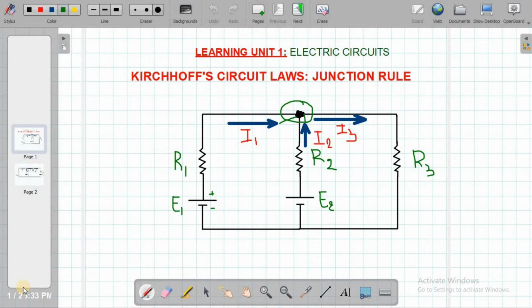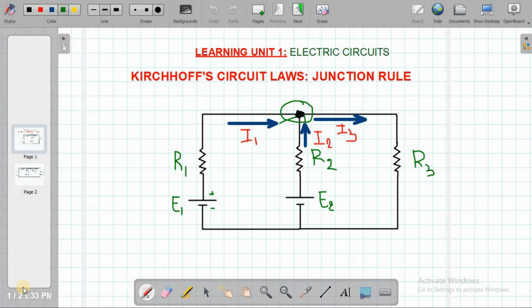Yeah, let's start. I won't waste a lot of time because WhatsApp doesn't allow long videos. Today we're going to talk about learning unit 1, electric circuit, and the concept of Kirchhoff's circuit law, and one of its concepts, which is the junction rule. So today we're going to talk about the junction rule.